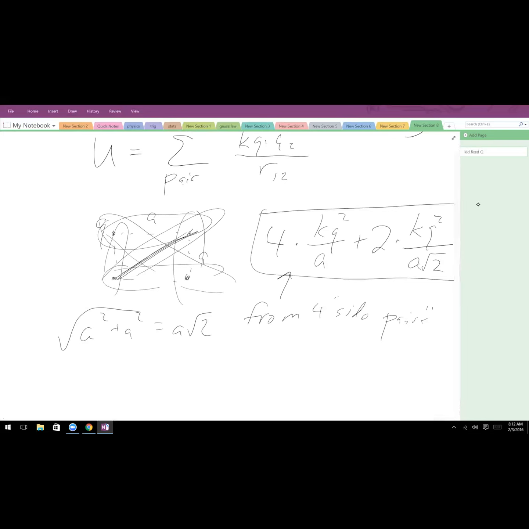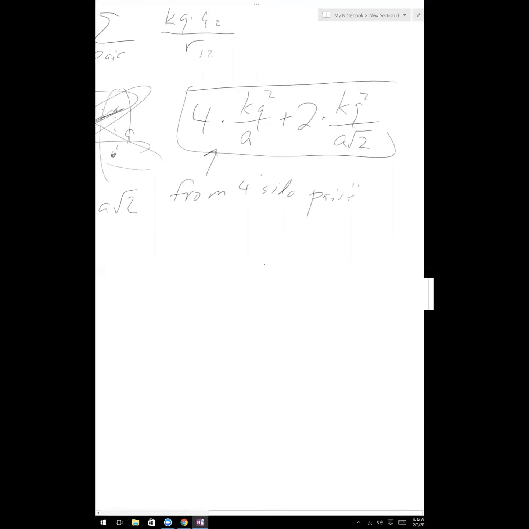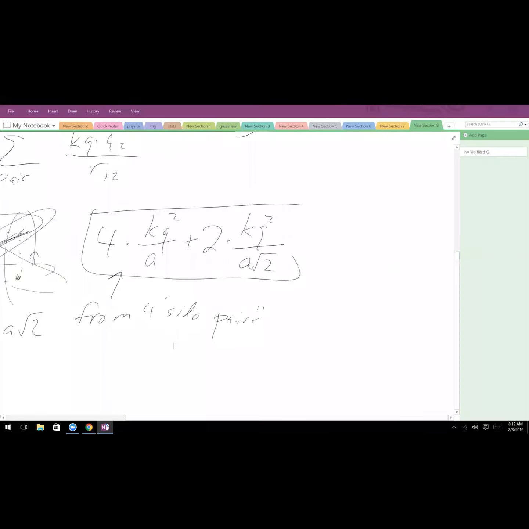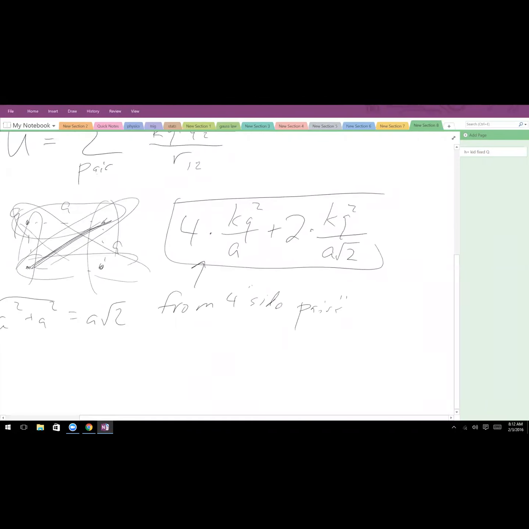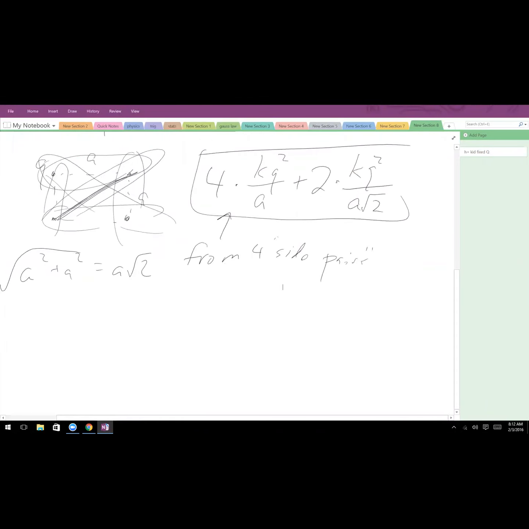So that's how much energy it would take to put those charges together or whatever, if you wanted to. But again, since that one's just like the other, there we go. Not really going to belabor that. I mean, it's kind of the same thing. All right.